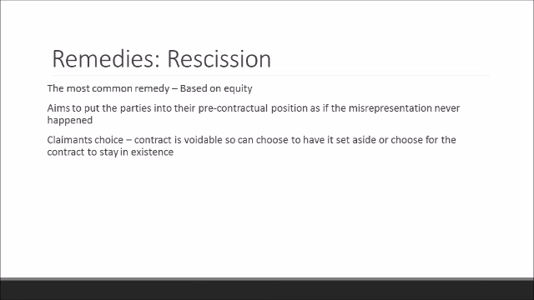misrepresentation. The remedy of rescission endeavours to restore the parties into their pre-contractual position. In other words, it aims to put the parties into the position they were in before the contract had formed, or in a position they would be in had the contract never existed. However, it's not available as a right, i.e. it's not something the claimant is necessarily entitled to. There are situations where either the claimant loses the right to rescind or rescission is just not possible, and that takes us on to bars of rescission.